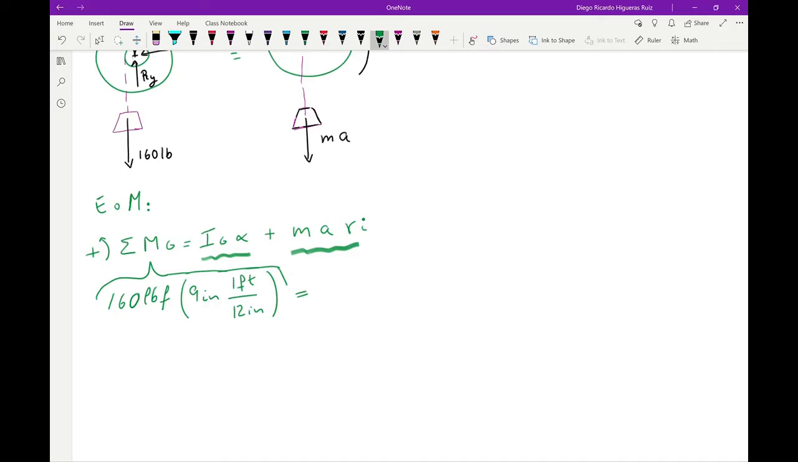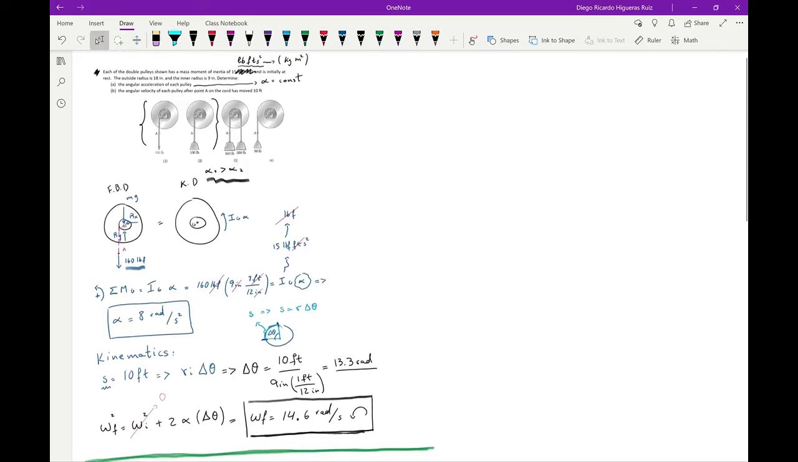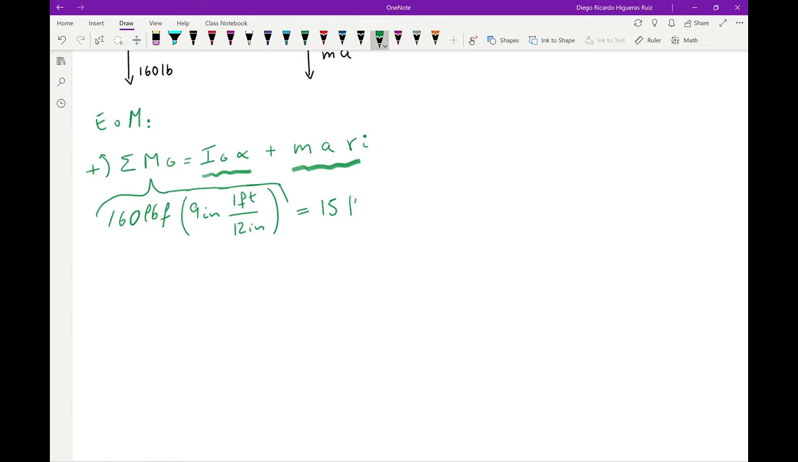ij, and we know that. Let's double check how much was that. That was 15, right? Pounds force. Okay, so that's gonna be 15 pounds force feet per second square times alpha, and that's what we need to solve. Then plus mass right here. The mass is gonna be 160 pounds force divided by the acceleration of gravity. There we go. That's gonna be my mass. Then acceleration, we don't know. I'm just gonna write acceleration. And 10 times Ri.